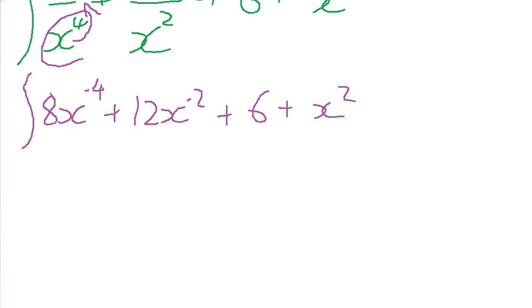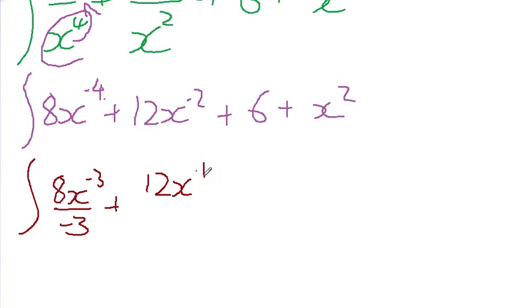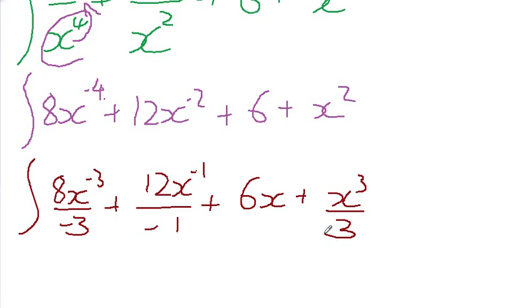Right, and then regular integration. So let's move down a bit more. I'm getting very long with this. So integration: increase the power by 1 and then divide by that. So 8x to the minus 3 over minus 3 plus 12x to the minus 1 over minus 1 plus 6x to the 1 over 1, I'm not going to write that in, plus x to the 3 over 3. So that is it.